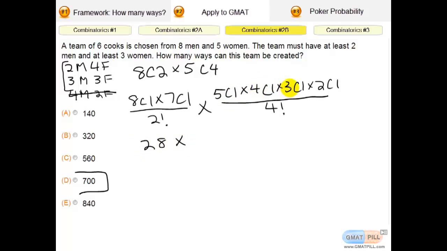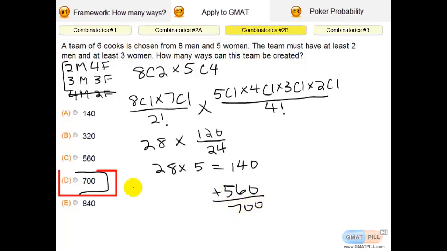So 5 times 4 is 20. 20 times 3 is 60. 60 times 2 is 120. 120 divided by 4 factorial, which is basically 4 times 3 is 12. 12 times 2 is 24. So this is basically 28 times 5, and that's equal to 140. So this was 2 men and 4 females. We then did the same thing for 3 men and 3 females and came up with 560, right? So 560, you add these 2 together and you get 700, and that's how we got answer choice D, 700.